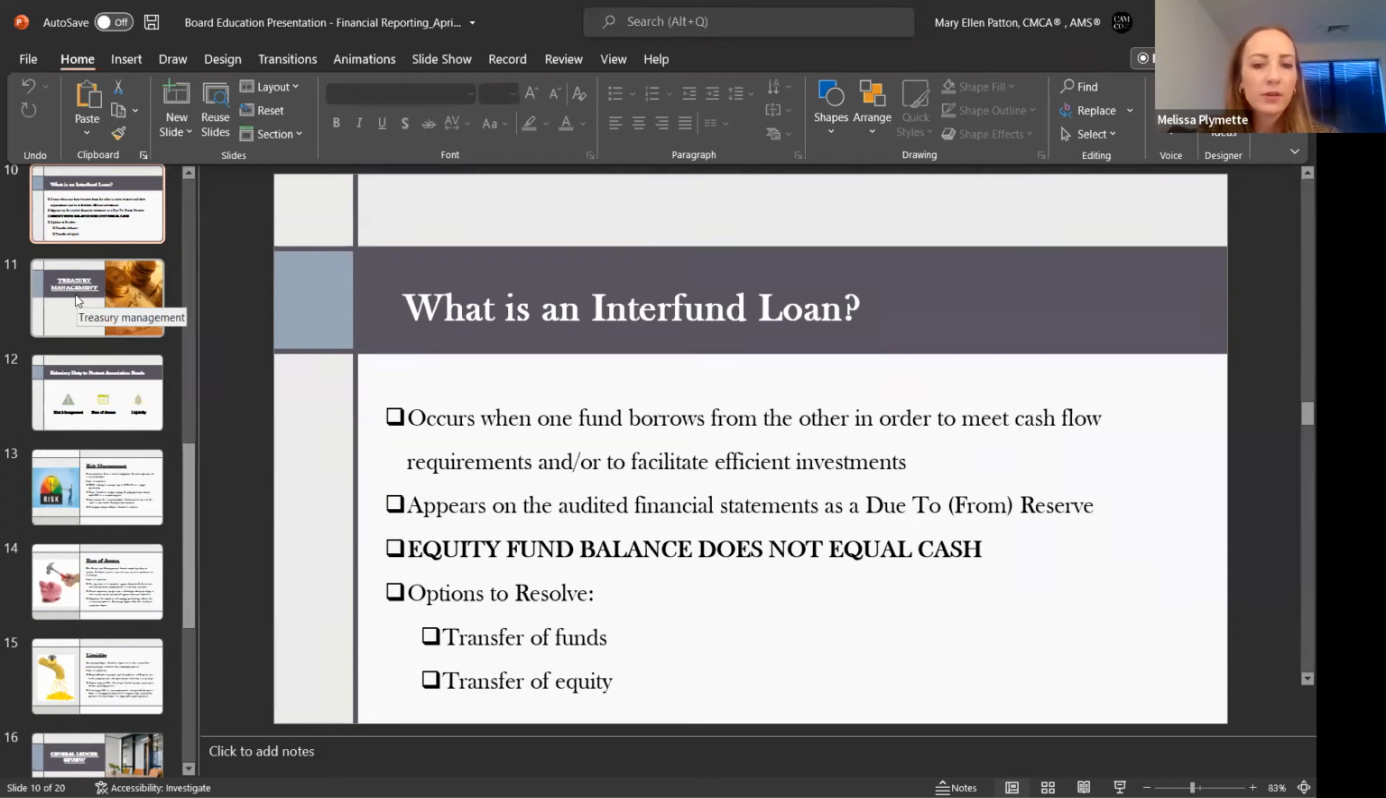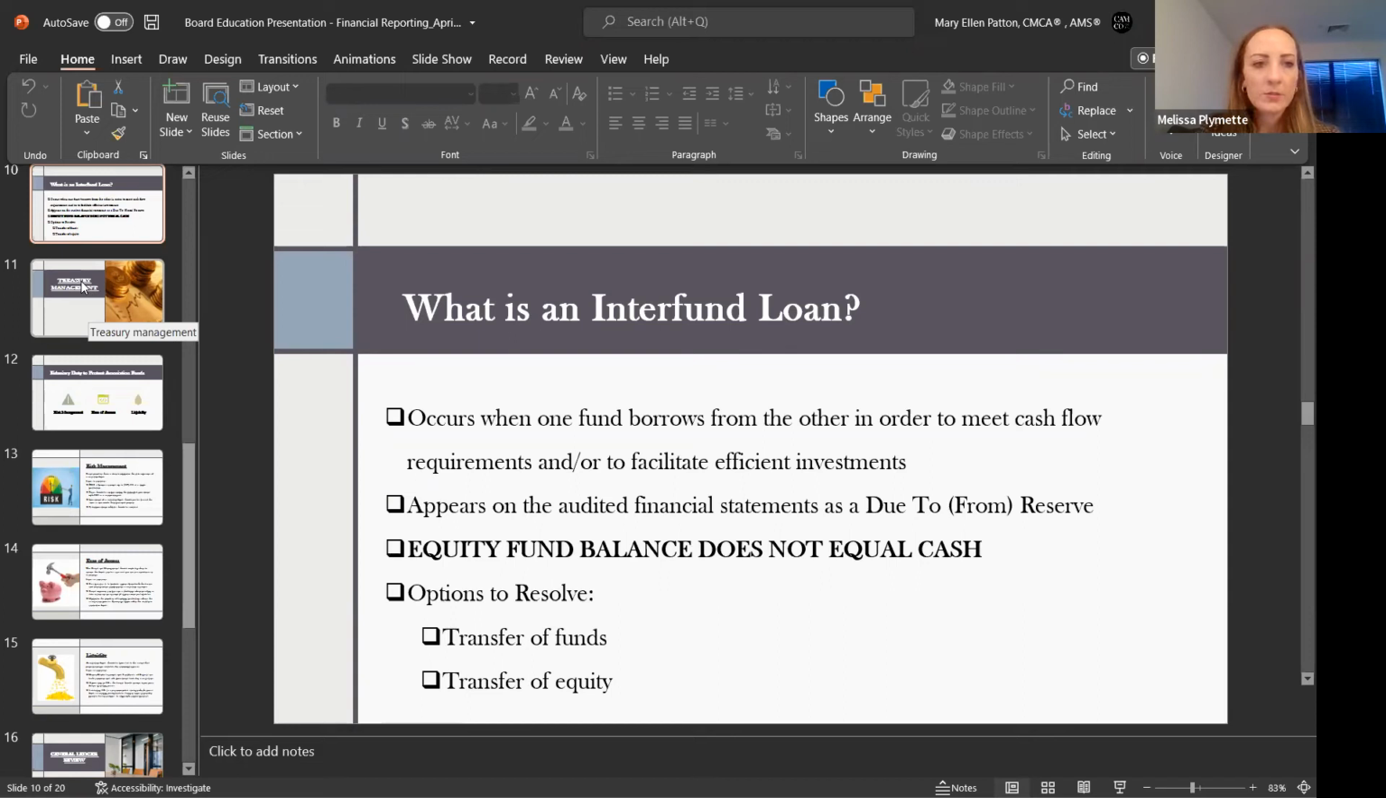So it is going to appear on your audited financial statements probably as a due to or from reserves. Because of day-to-day operating needs, it's common for the equity accounts to not equal the cash. So it's something to be aware of, and that we wanted to mention because it does come up pretty often.